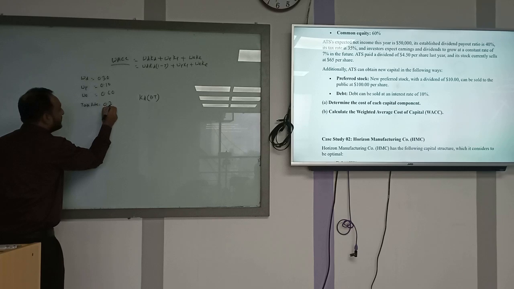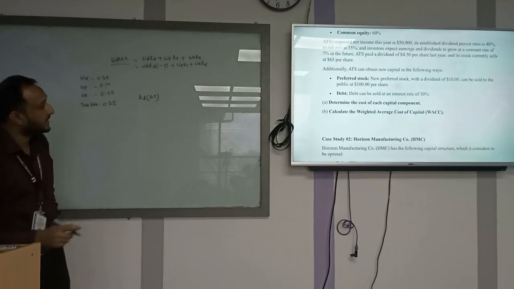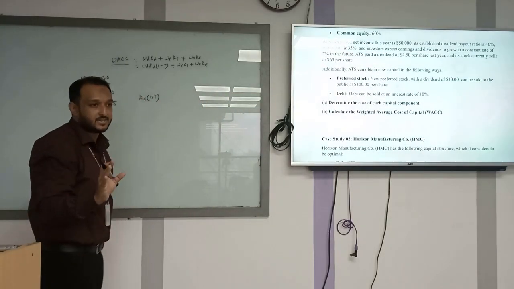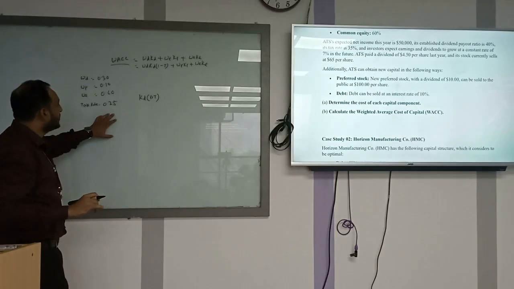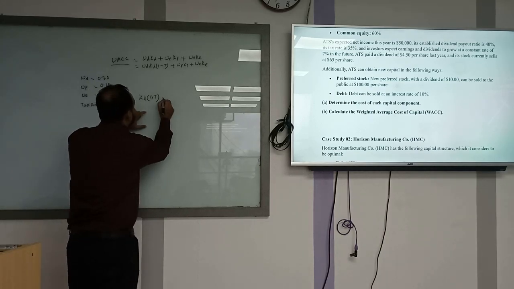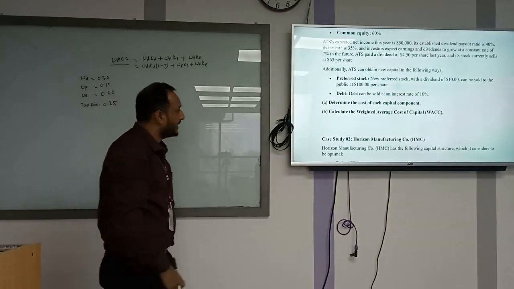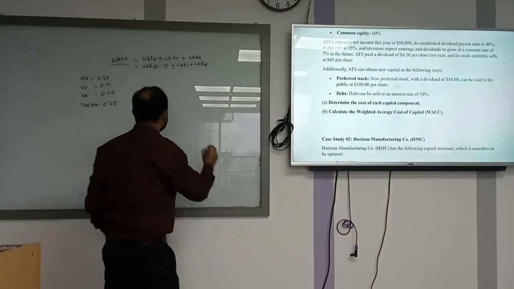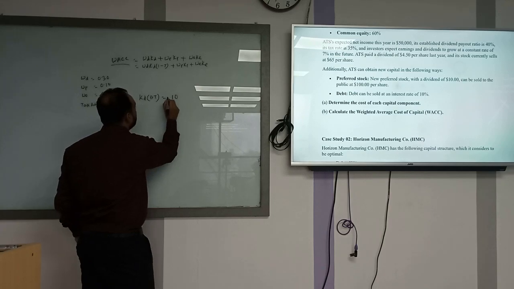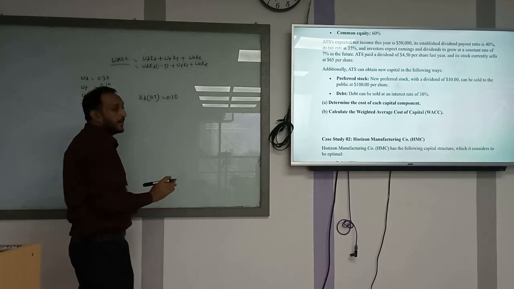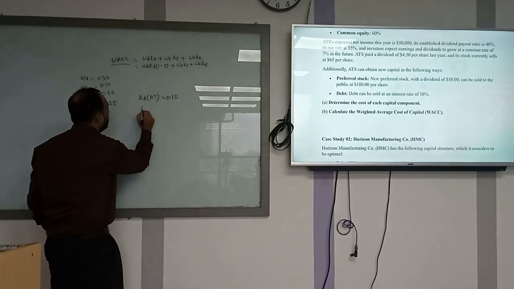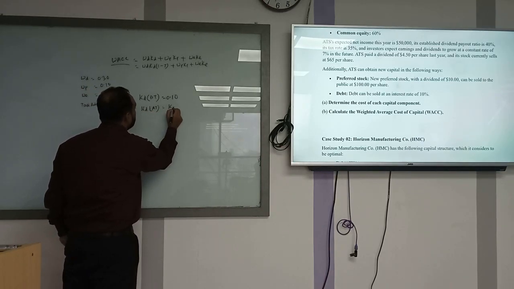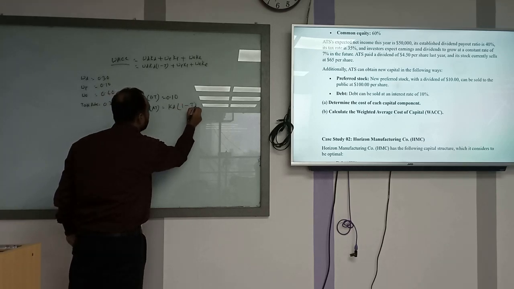ওকে, ট্যাক্স রেট কত দেয়া ছিল? 35% ছিল না, 0.35, 35%. দেখেন, আচ্ছা, its tax rate is 35%, clear? So KD BT মানে before tax আমার কত দেয়া আছে? দেখেন, debt can be sold at an interest rate of 10%. 10% এ সেল করা যাবে, so 0.10 BT মানে before tax. So what is the KD after tax? KD after tax is equal to KD into 1 minus T.